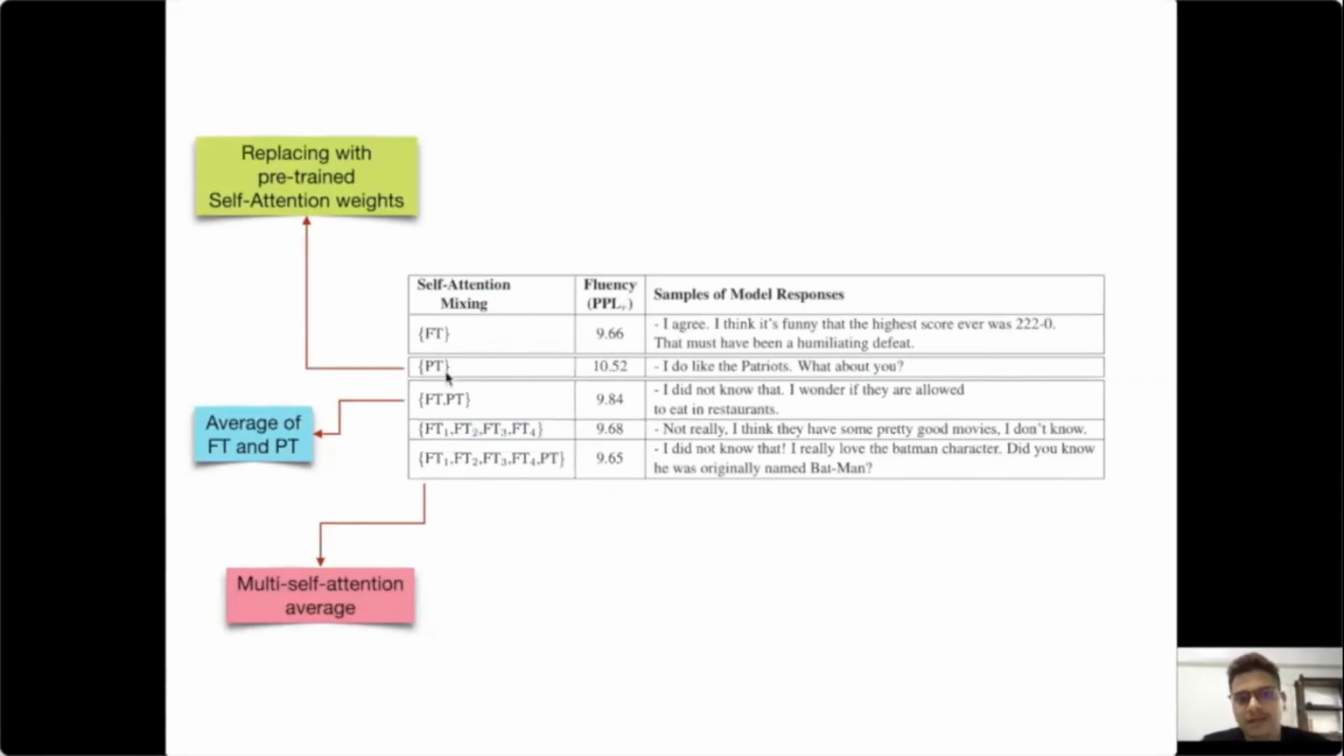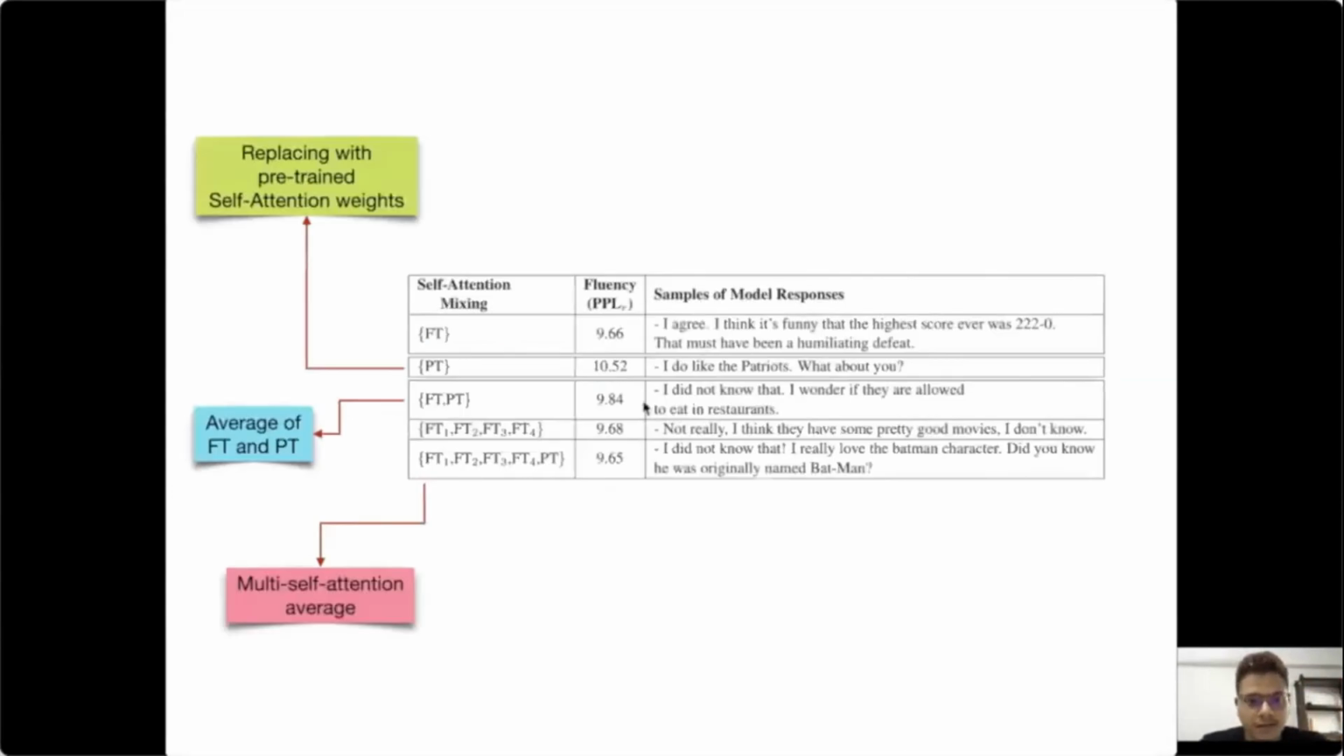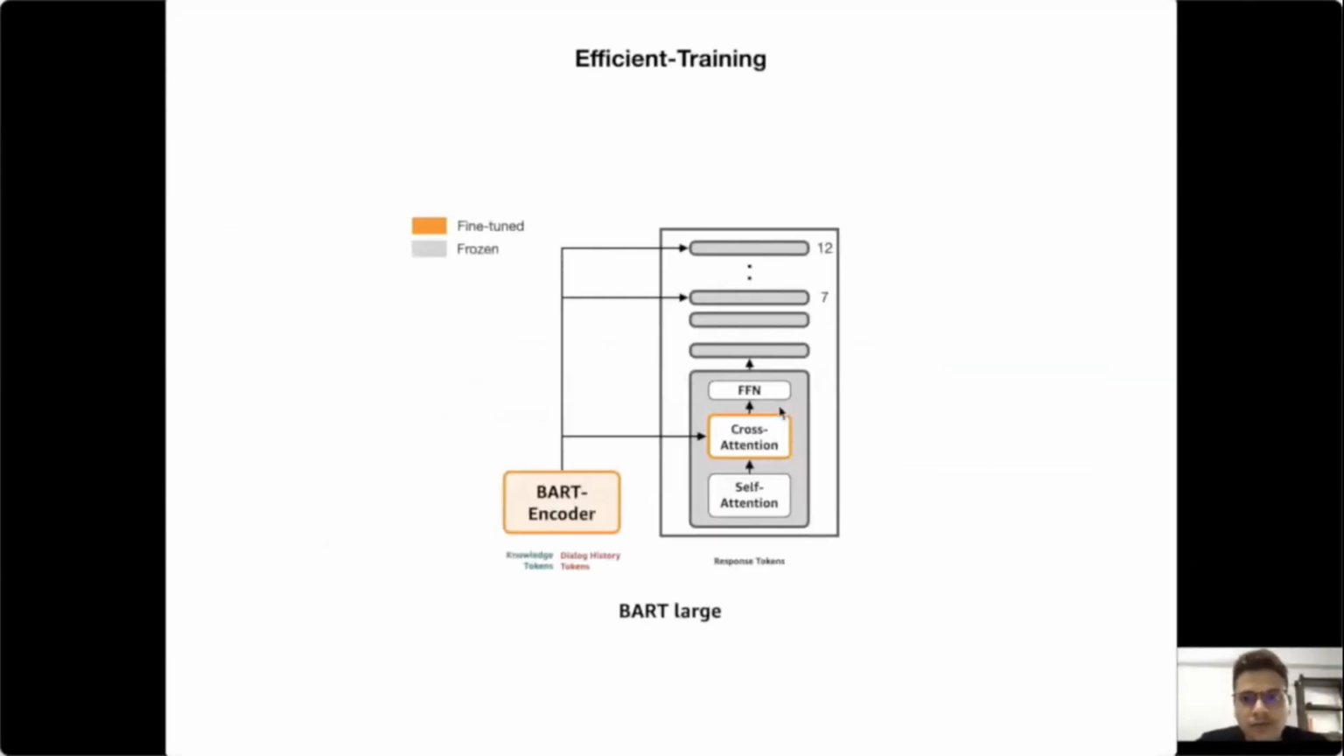So this gives us another idea: can we fix the self-attention altogether before fine-tuning for a particular task? Because we saw that the pre-trained self-attention was sufficient to maintain the fluency of the fine-tuned task. So can we do that? This brings us to the last set of experiments where we explore this particular question. In particular, we freeze the decoder except for its cross-attention weights and the shared embedding weights at the outer layer. And we only fine-tune these parameters and keep everything else frozen.